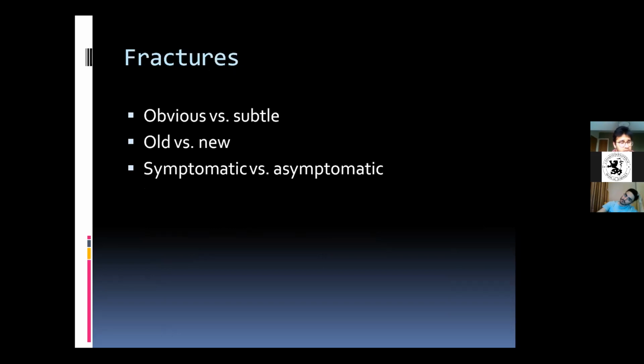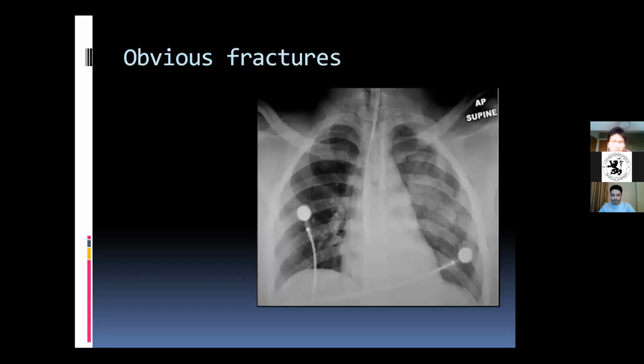Okay, so in terms of fractures, we can divide them into old or new fractures, or we can divide them into symptomatic versus asymptomatic, okay? Now, let me just give you an example. These are obvious fractures. Can anyone tell me, number one, the location of the fractures?